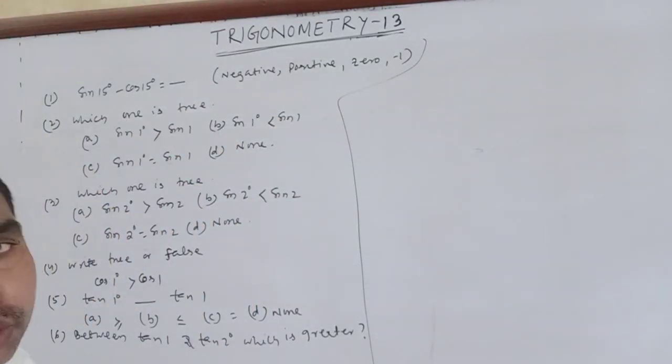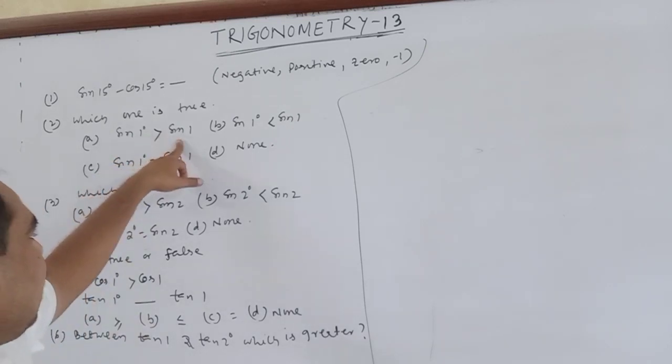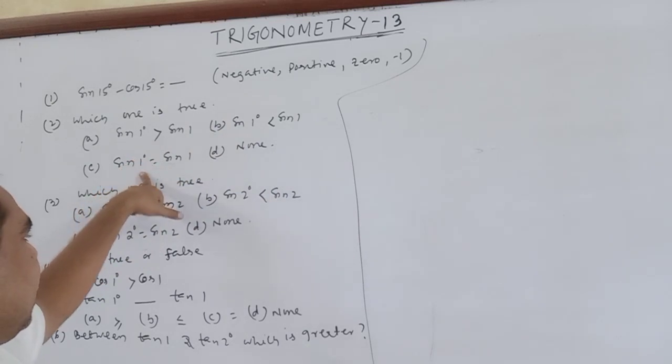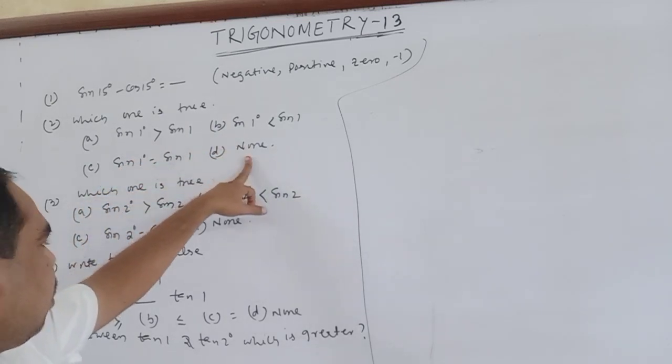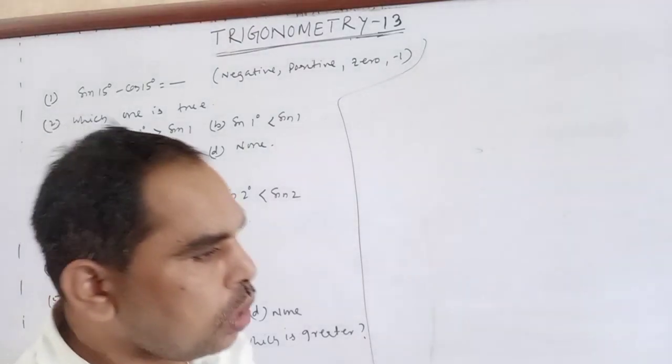Question number 1: sin 15 minus cos 15 is: negative, positive, 0, or minus 1. Second one, which one is true? Sin 1 degree greater than sin 1, or sin 1 degree less than sin 1, or sin 1 degree is equal to sin 1, or none. Similarly other questions. These are very important questions.